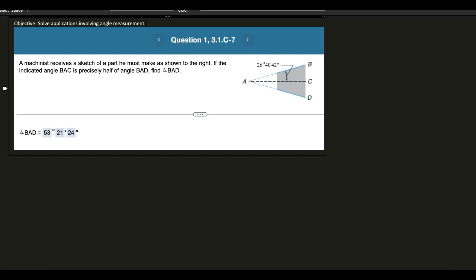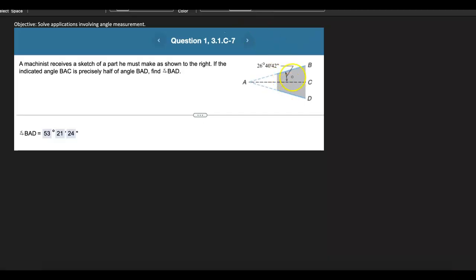Go ahead and pause the video to fully read this example and analyze the figure that's given. All right, so now that we're looking at this figure, and we're told this particular measure that's given and asked to find the angle BAD, we know that that's going to be double the angle that we're given, BAC.